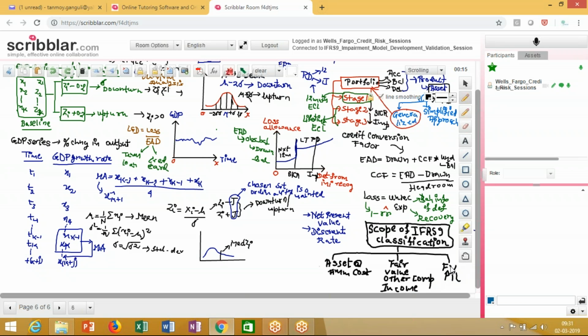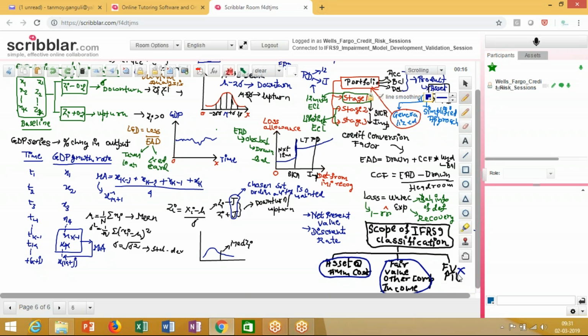Right. Now, we'll define each of them. But broadly, it is the assets at amortized cost and the assets at fair value through other comprehensive income which comprise the scope of IFRS 9. Every FVTPL, or fair value through profit and loss, asset falls outside this.